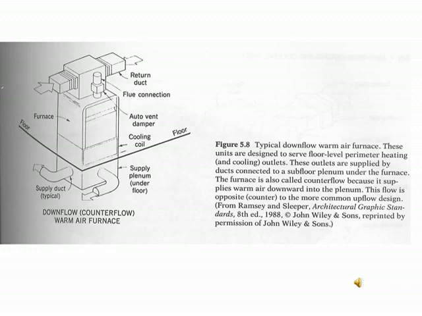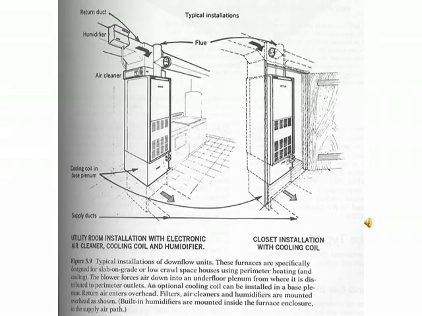A typical installation is a downflow installation with the electronic air cleaner, cooling coil, and furnace. And the next one is a closet installation with cooling coil.